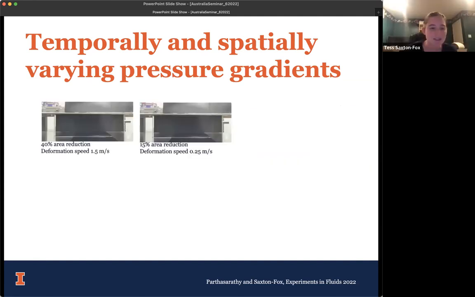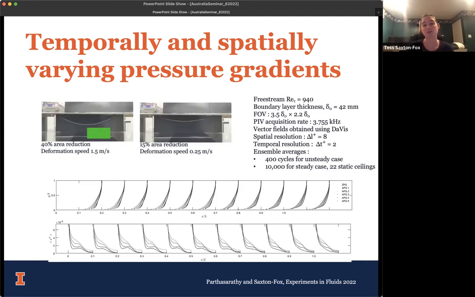Yeah, let's see if we can get it to play again. So we can move them pretty fast. We move them at almost 2 meters a second. And they're pneumatic actuators. They're controlled so that we can repeatedly adjust both their extended deformation and the speed of deformation, so we can understand the effective rate of change in addition to the effect of the actual pressure gradient. And we're doing PIV underneath them in that green box that's shown there in the adverse pressure gradient part.